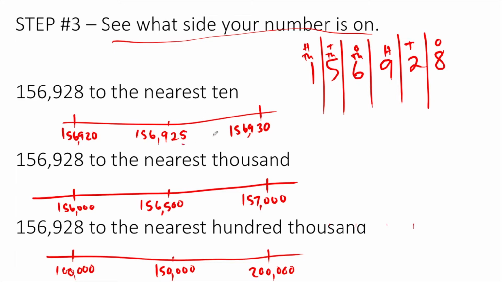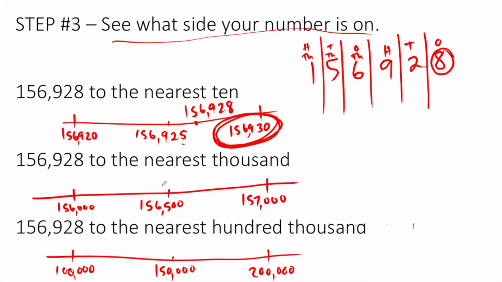We're really trying to compare the 8 to the 5, right? Because all the rest is the same. What do you think my answer is? What am I going to round to? What is 156,928 rounded to the nearest 10? 8 is bigger than 5, so it would go here. So it's closer to this side.